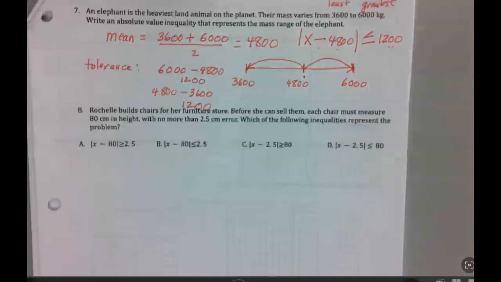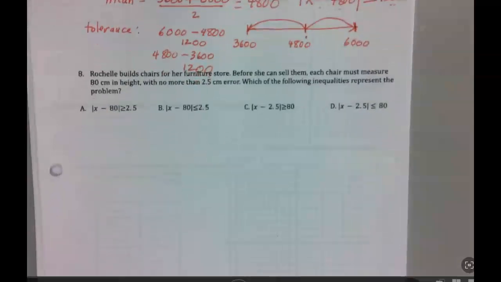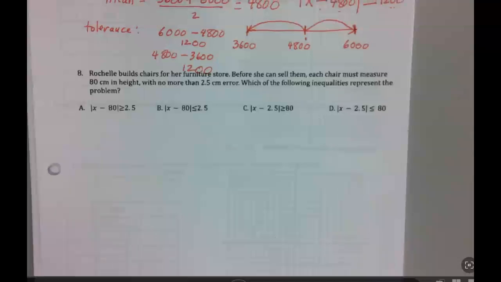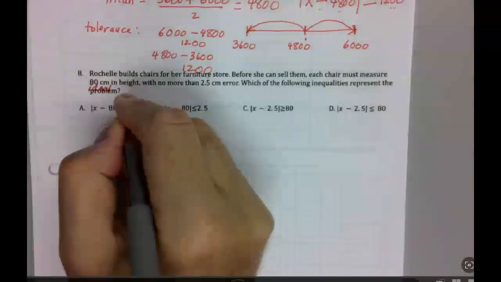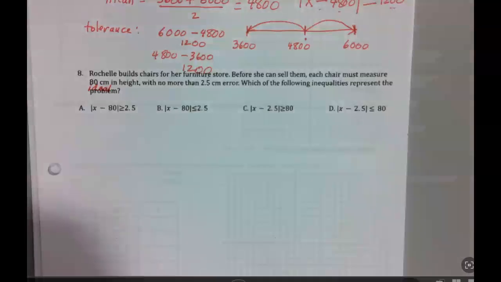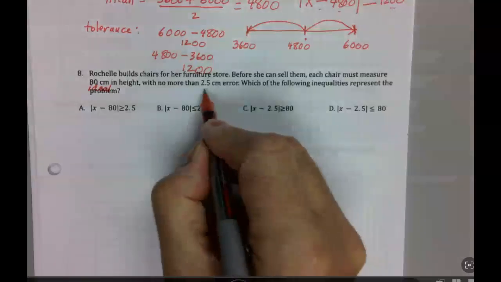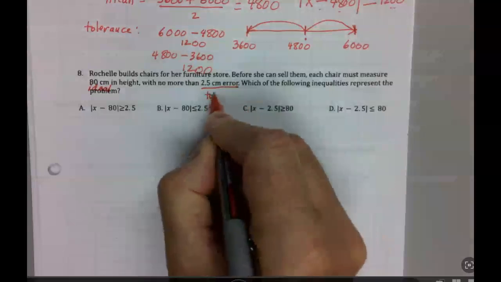Rochelle builds chairs for a furniture store. Before she can sell them, each chair must measure 80 centimeters in height. So that's the ideal, or actual, with no more than a 2.5 centimeters error. There's your tolerance.